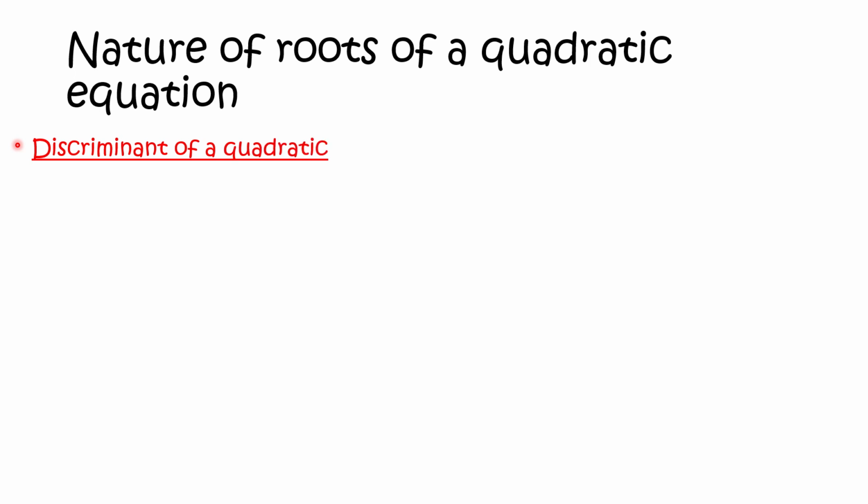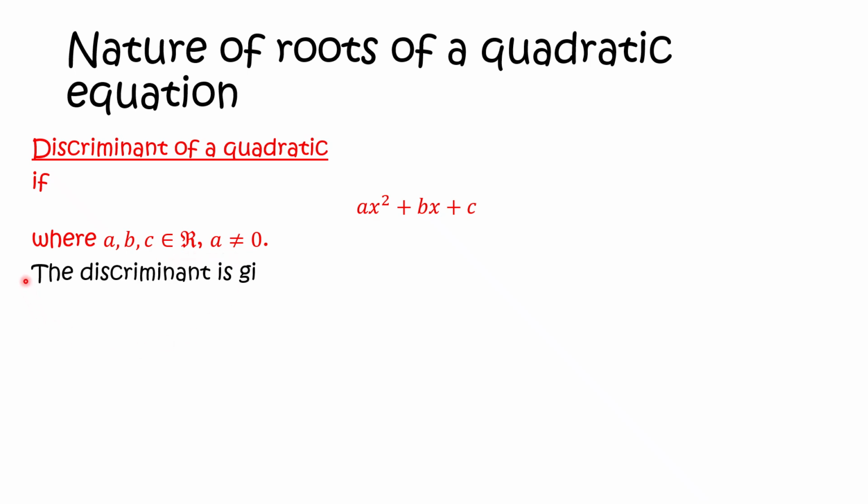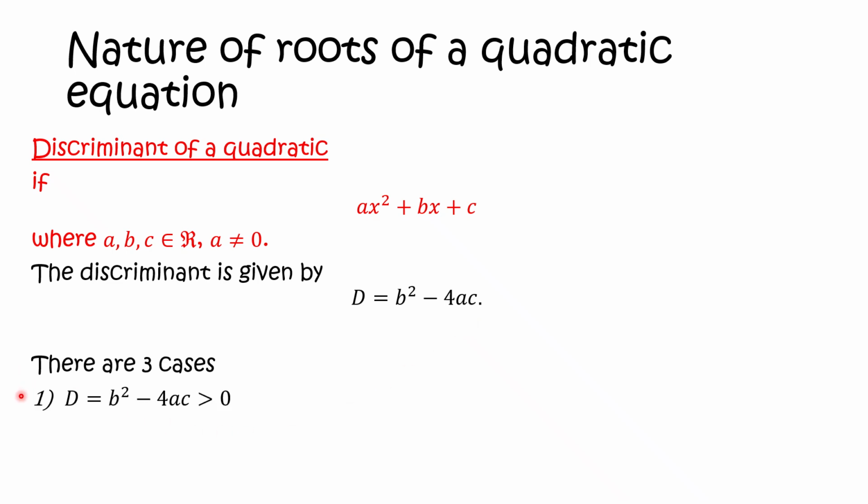Let's look into today's business, the discriminant of a quadratic. If we have ax squared plus bx plus c, where a, b, and c are elements of real numbers and a is not equal to 0, then we say the discriminant is given by capital D is equal to b squared minus 4ac.